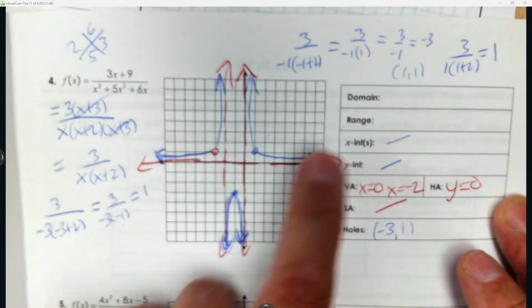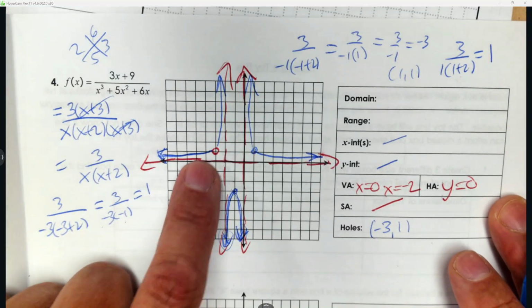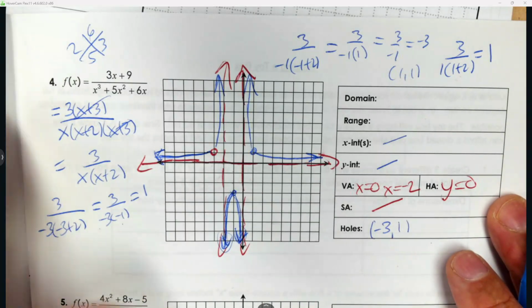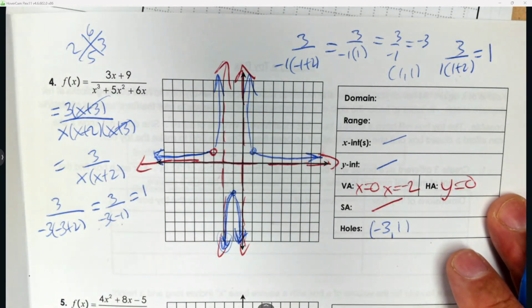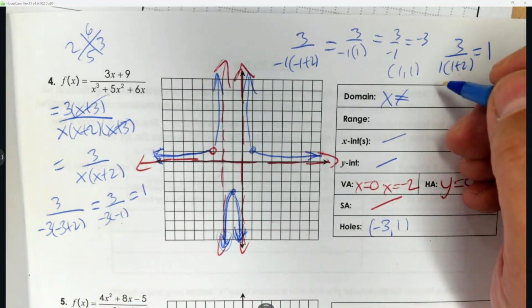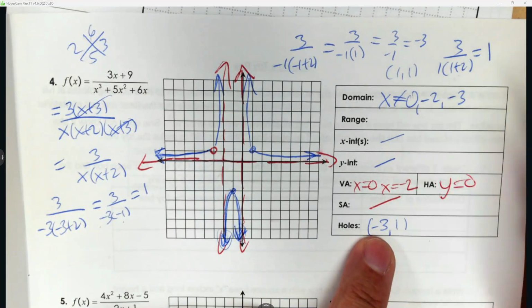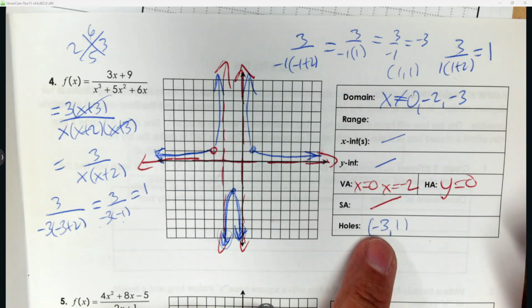So here we have 3 curves, a sad face. You might feel sad that you have to graph this. And a hole. So a lot of fun puzzle, like a lot of stuff going on here, a lot of layers. So the domain, x cannot equal the asymptotes, which are 0 and -2, and the x coordinate of the hole, -3. The range, there's a bunch of stuff going on here.